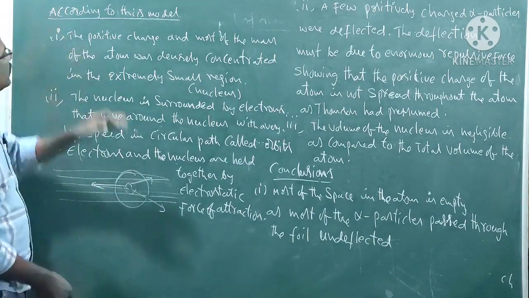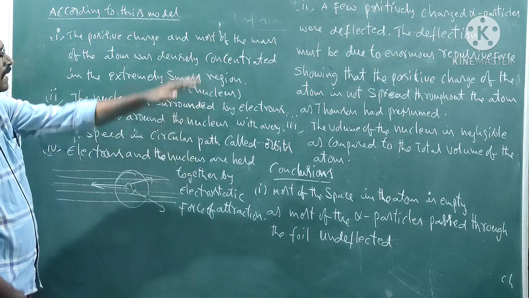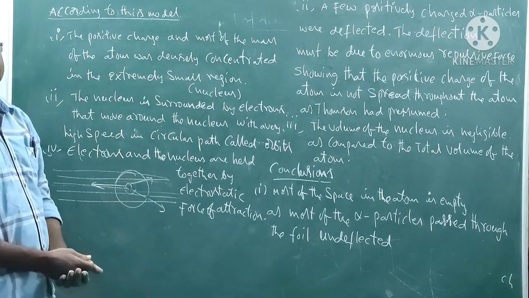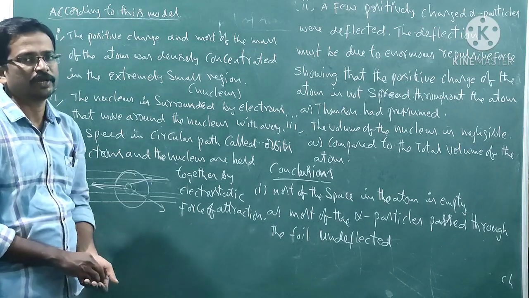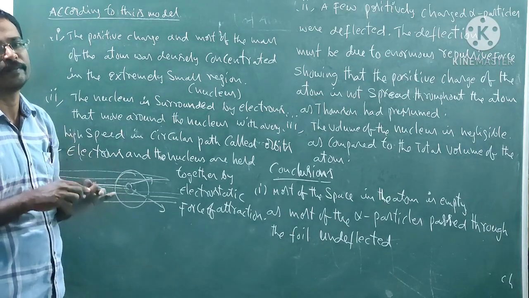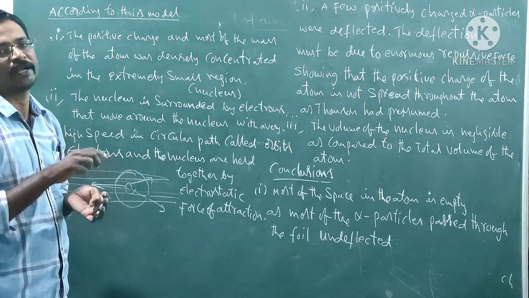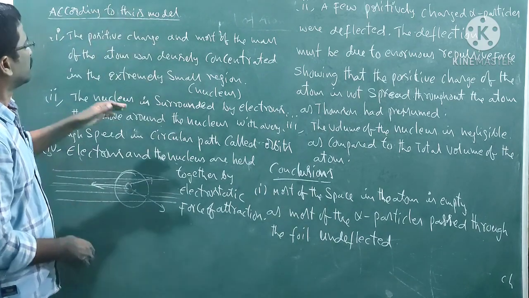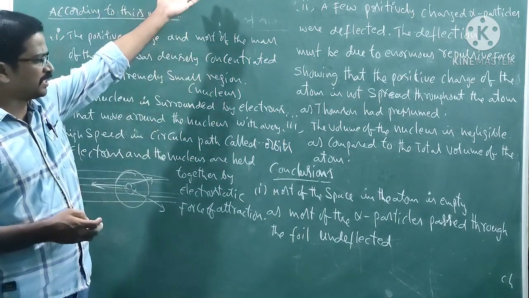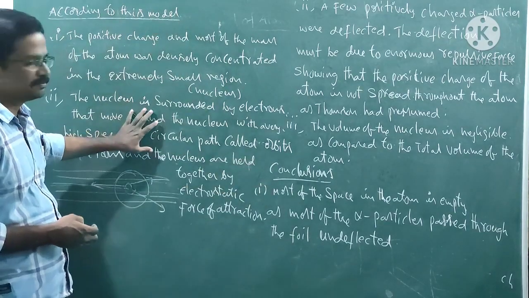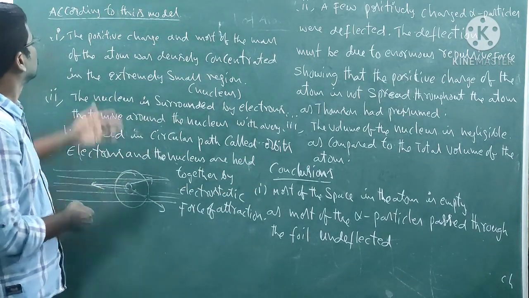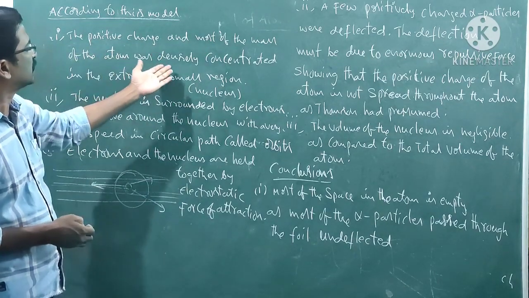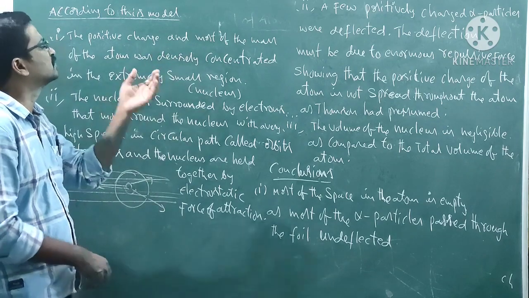Next, based on these observations and conclusions, he proposed a model. This is known as the Rutherford nuclear atomic model. According to his theory, the positive charge and most of the mass of the atom are densely concentrated in an extremely small region.